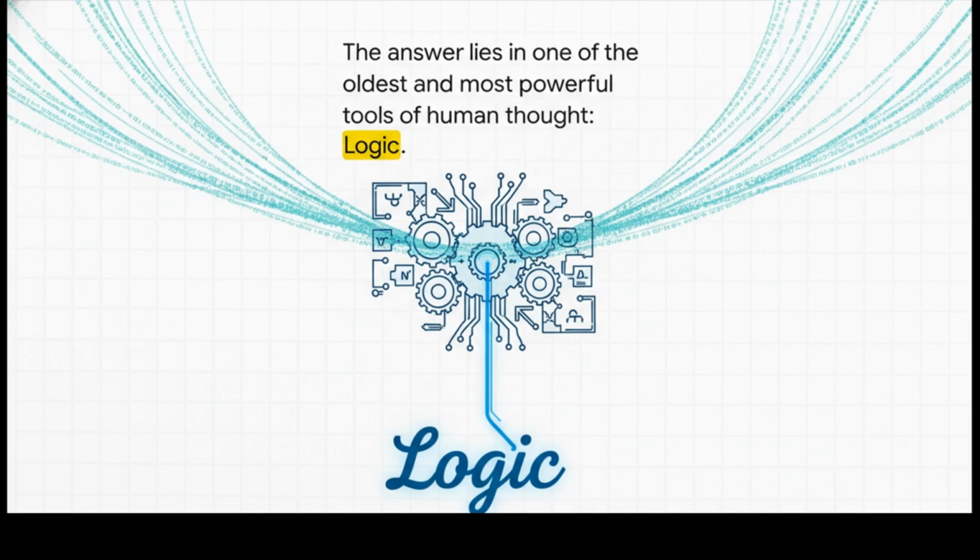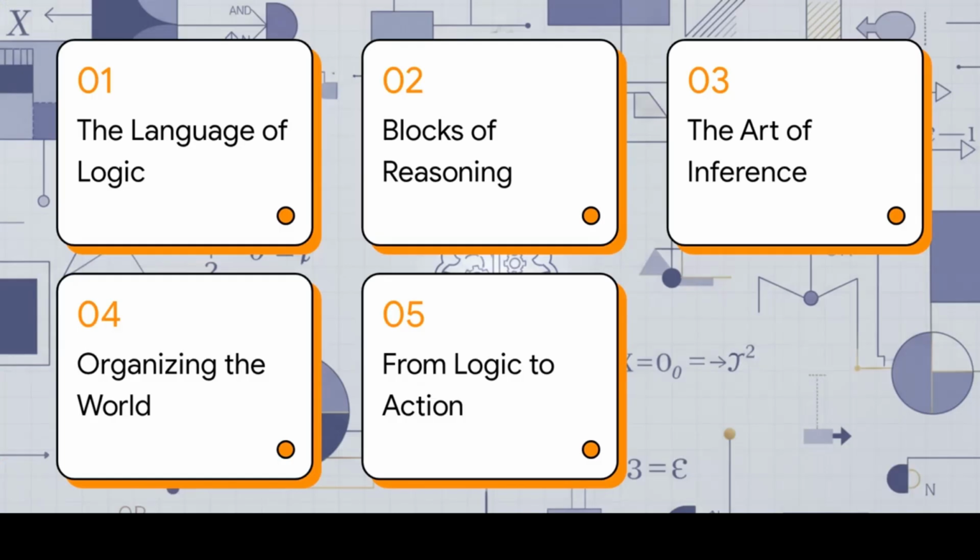You build a mind that doesn't guess, that doesn't predict. Instead, it deduces. We're talking about the world of logic-based AI, where thinking is this beautiful science of pure, crystal clear reason. Okay, so how does this whole thing work? Here's the plan. We'll kick things off with the language of logic. Then we'll see how that language creates the building blocks for reasoning, how an AI can use it to find new truths, get its knowledge organized, and finally, how it all leads to taking action in the real world.